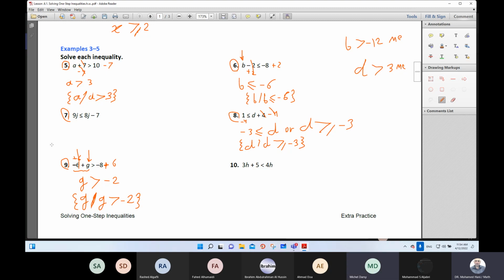Mister, but in number 7 there is J. Do we keep the letter J or we remove it? Yes, the same variable J.